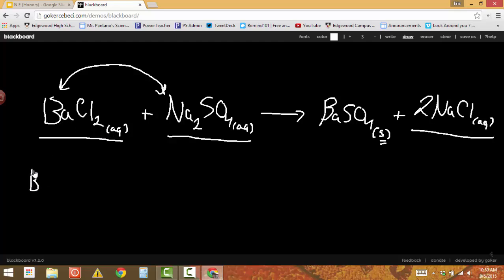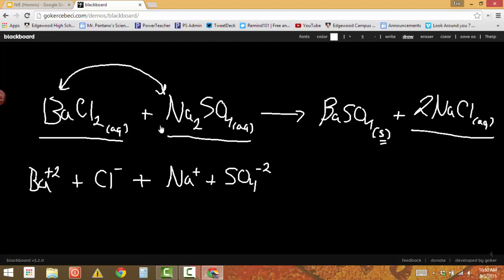It splits into the barium ion, Ba+2, and the chloride ion, Cl-. Sodium sulfate splits into the sodium ion, Na+, and the sulfate ion, SO4 -2. And again, I know there are 2 sodium ions. I don't care. I just want to list the ions that are in these species. Now, the barium sulfate, we leave that alone, because it's not aqueous. Therefore, it's not dissolved. And if it's not dissolved, it's stuck together. But sodium chloride is dissolved, Na+ and Cl-. So this is a full ionic equation.